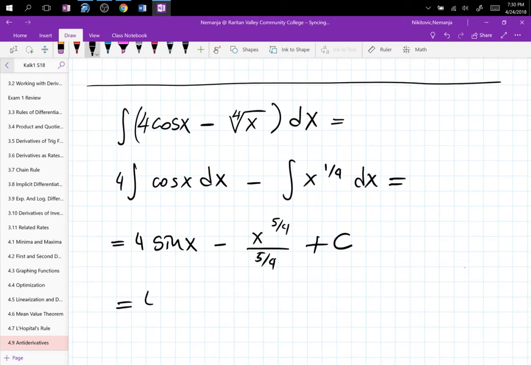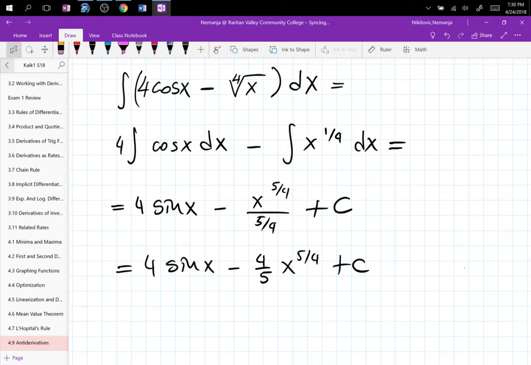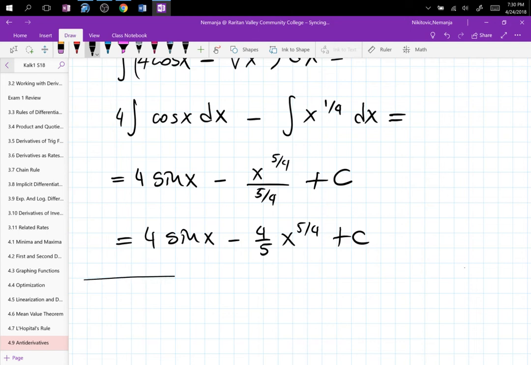The only thing you can do here is write this as 4 over 5 times x to the 5/4 plus c. You don't have to factor 4, doesn't matter. So that's that. We are not going to be setting this equal to 0 and so on. The last skill is to understand the procedure to obtain this c.